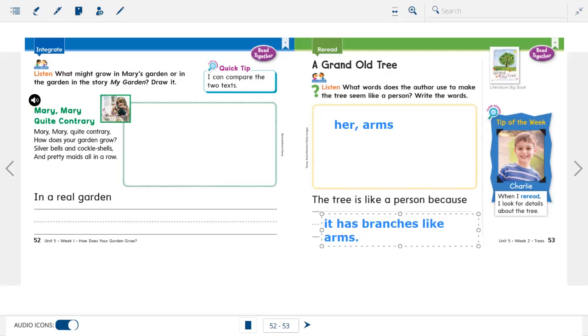And the author, you're going to write this. The author uses her, the word her, to tell about the tree.